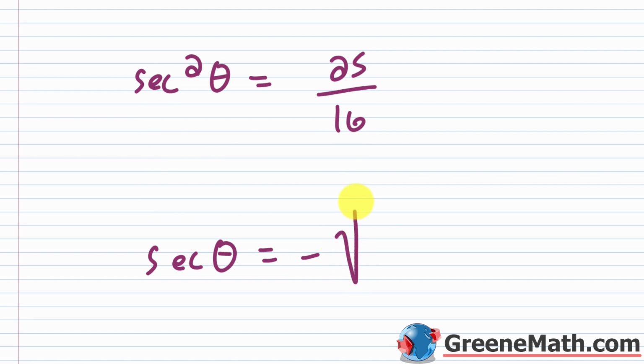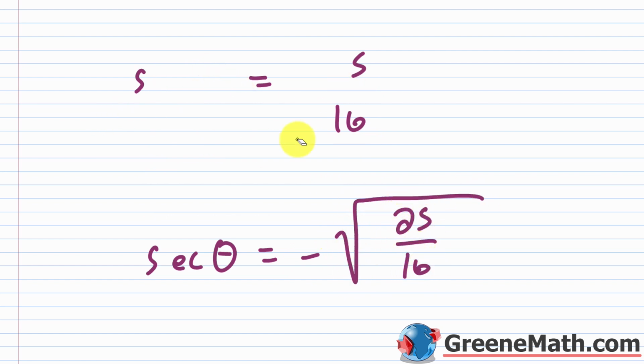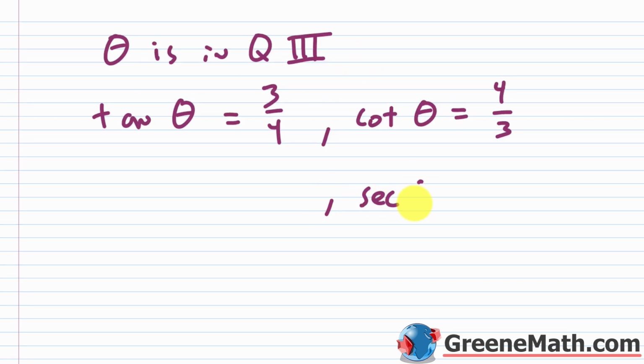So the negative of the square root of 25 over 16. If I take the square root of 25 over 16, the square root of 25 is 5, the square root of 16 is 4. So the secant of theta is equal to the negative of 5 over 4. So we'll say that the secant of theta is equal to negative 5 over 4. So of course, the cosine of theta, which is the reciprocal of your secant of theta, would be negative 4/5.